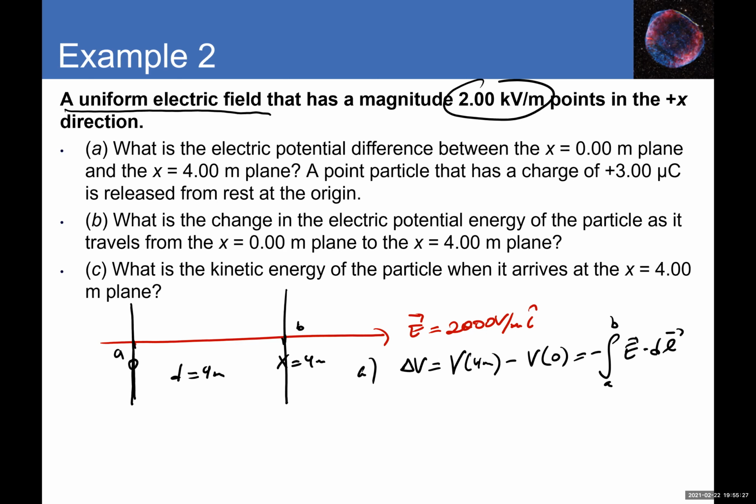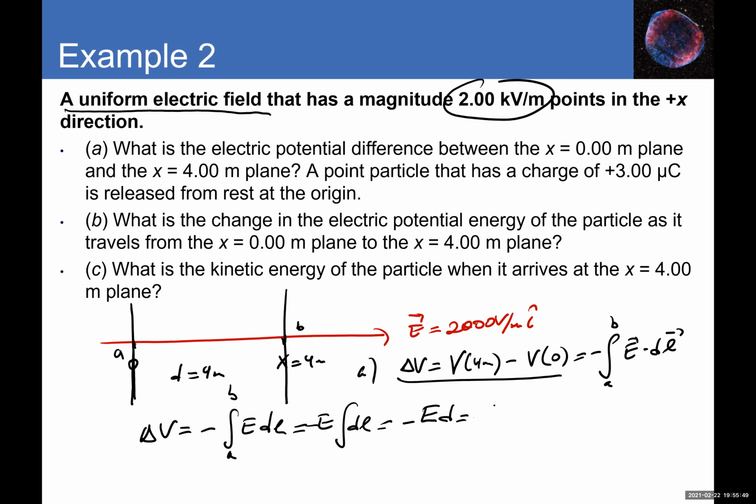Well, this is my delta V. For a uniform electric field, E can come out of the integral, which then gives just dl, so negative E times d, or L. So then my delta V is negative 2000 volts per meter times 4 meters, which is negative 8000 volts, because the meters cancel out. Negative 8000 volts means that there's a decrease in potential of 8000 volts as you go from A to B.